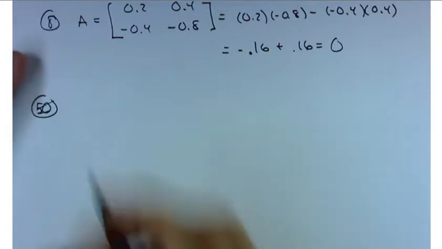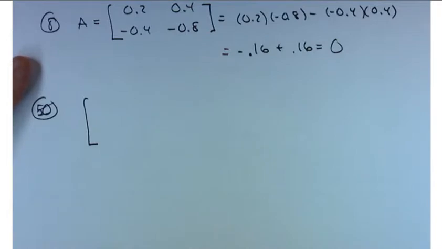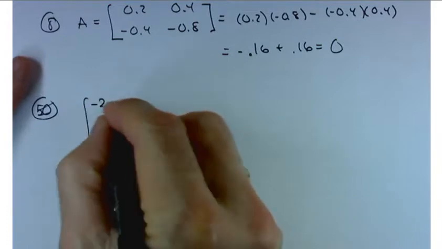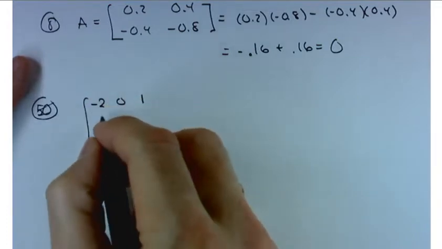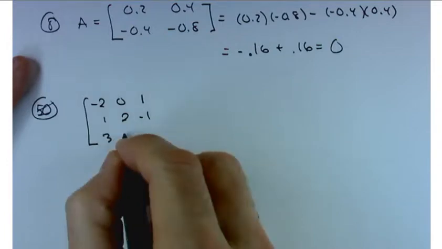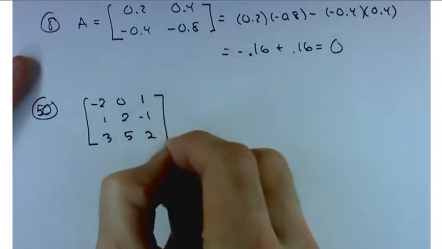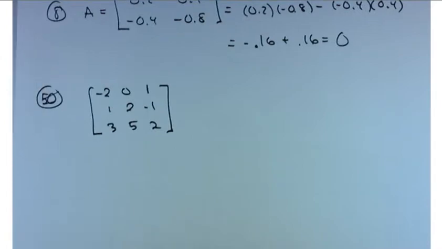Let's calculate the determinant of this matrix. It's going to be a 3 by 3 matrix. -2, 0, 1. 1, 2, -1. 3, 5, and 2. Now this is a 3 by 3 matrix, so we're going to have to do something a little bit different in calculating this determinant. I'm going to explain it one way. I think I'll share with you a couple tricks about determinants, but for the most part, I'm going to suggest that we do it more or less one way.